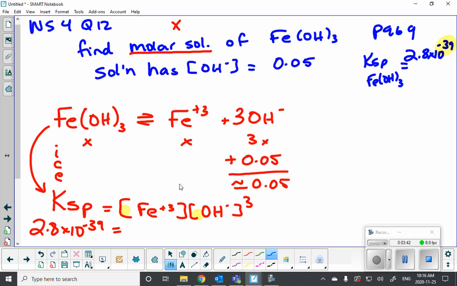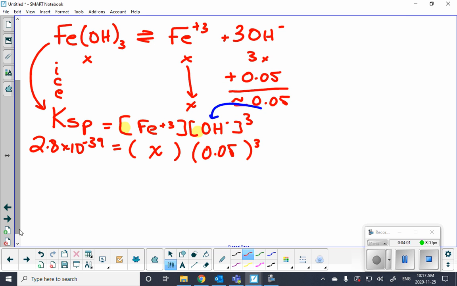So putting these numbers into the brackets, I know the concentration of hydroxide will be about 0.05, which we're going to have to cube. I can see that iron's concentration is still an unknown. So now we just have some simple math. We're going to solve for X. So we want to cube 0.05 first and then bring it over as a denominator. So we're going to divide this by the cube of 0.05.